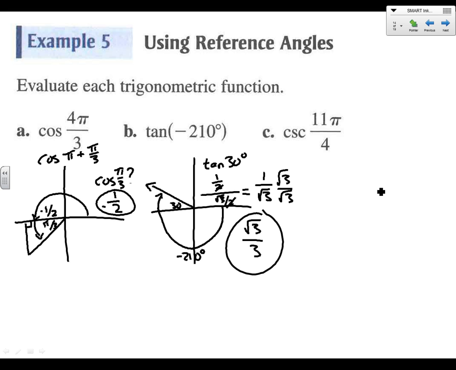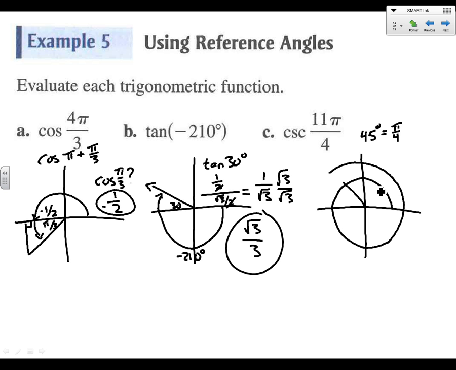All right, let's do the cosecant of 11 pi over 4. And so we're going to count them up. Remember 45 degrees is pi over 4. So every 45 degrees counts as 1 pi over 4. So let's start counting. Here we go. 1, 2, 3, 4, 5, 6, 7, 8, 9, 10, 11. So I ended up over here in quadrant 2, and my reference angle is going to be pi over 4.